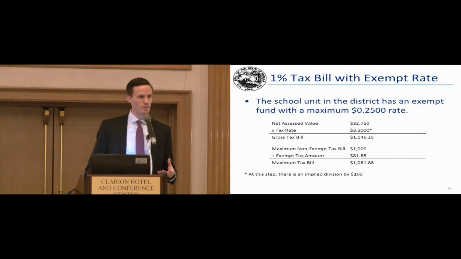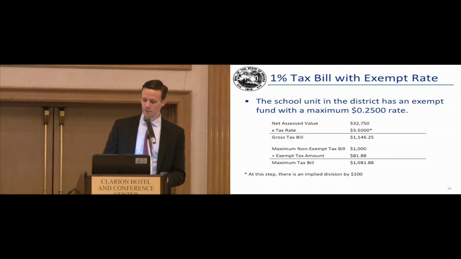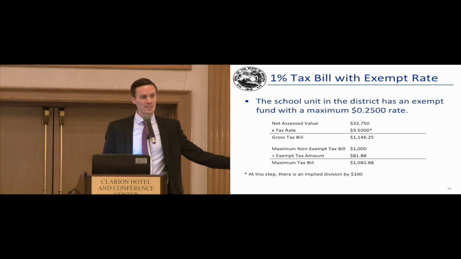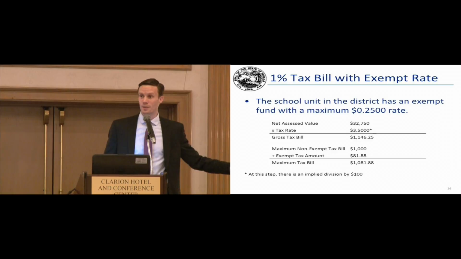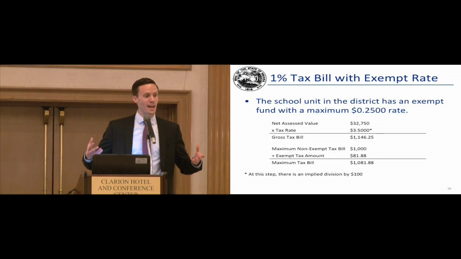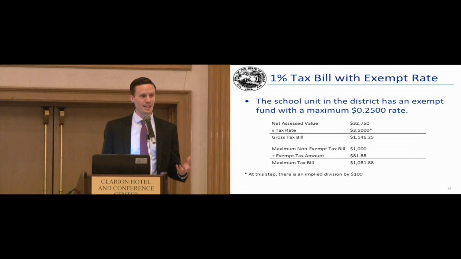We also know that there's going to be this amount that we calculated on the previous slide. I'm going to flip back to it for a second. This amount we calculated on the previous slide, where we took the net assessed value multiplied by that exempt tax rate, we can think about as something that would go on top of a maximum tax bill, if you want to think of it that way. And we arrive now at a new maximum tax bill of $1,081.88.